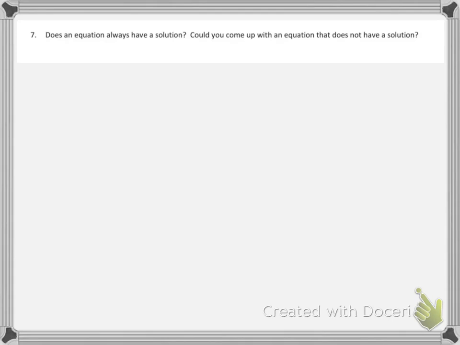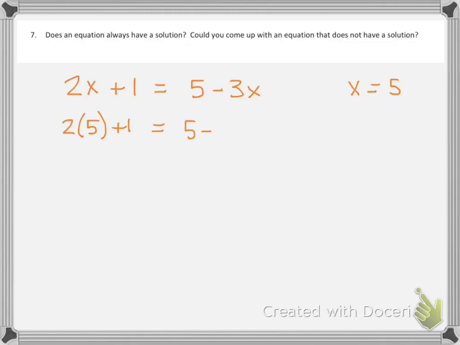Could you come up with an equation that does not have a solution? Well, yes. If I can make two sides of my equation different, where x has to be something different, then I can actually make a lot of these. So let me give you an example. Let's say 2x plus 1 equals 5 minus, I don't know, 3x. Okay, that could be one where I would say, well, let's say that x is 5. Well, if I say x is 5, then I get 2 times 5 plus 1 is equal to 5 minus 3 times 5.